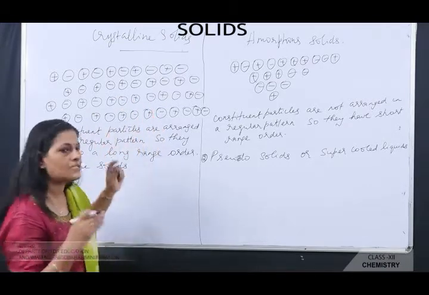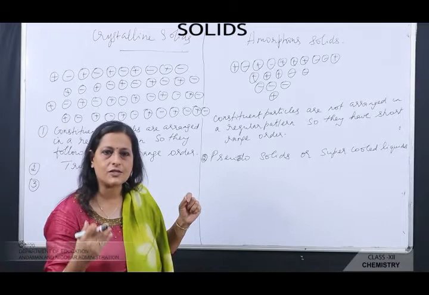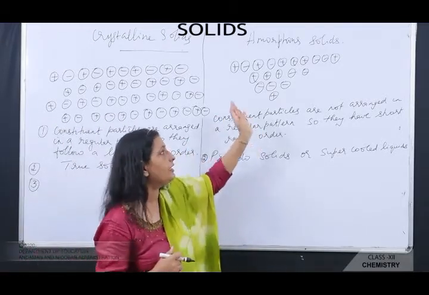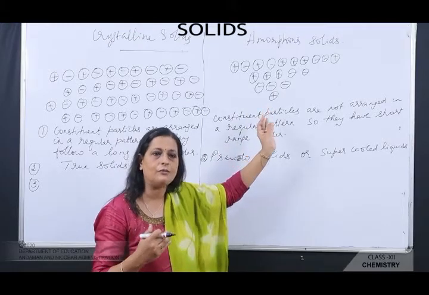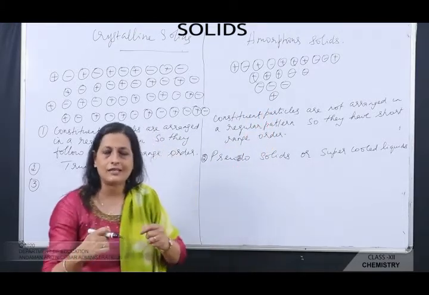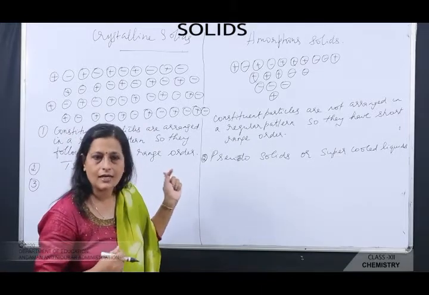So the intermolecular force of attraction is what? Very strong in case of crystalline solid. But in case of amorphous solid, they are not arranged in a regular pattern. So the intermolecular force of attraction is weak. So that is the reason why you can break chalk easily, but you can't break a marble easily.